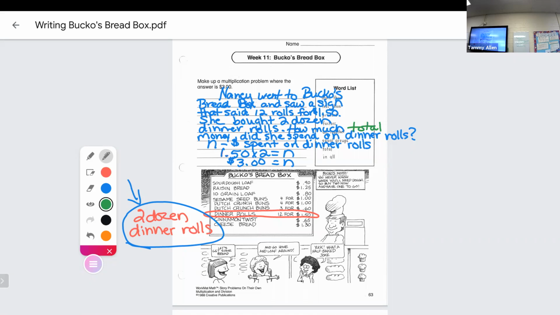How much total money did you spend on dinner rolls? Would that work? Okay, you have some better idea? How much money did she spend in all? Oh, on dinner rolls? Okay, we could put an "in all" in there instead. Those would be two options, one or the other, not both. How much money did she spend in all on dinner rolls? I probably like that one better.